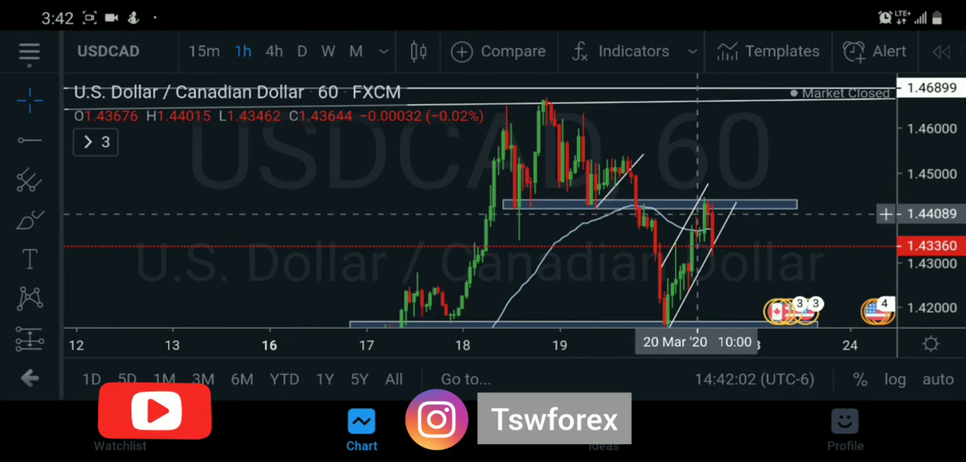I never entered the trade here because I don't like holding trades on the weekend, but I'm looking forward to shorting this pair this week.